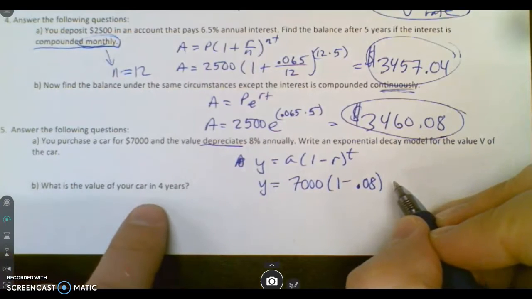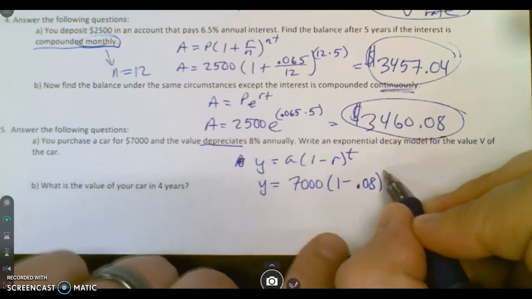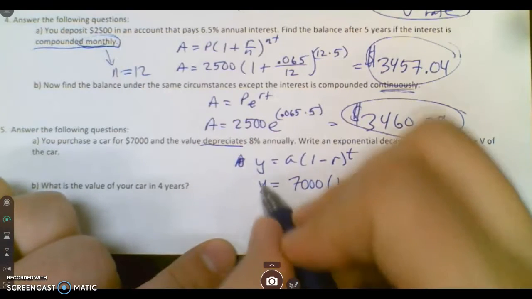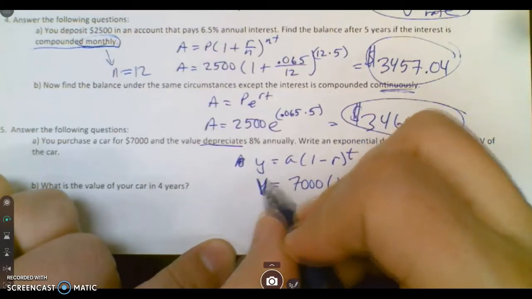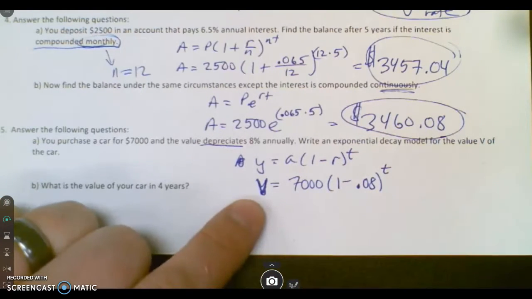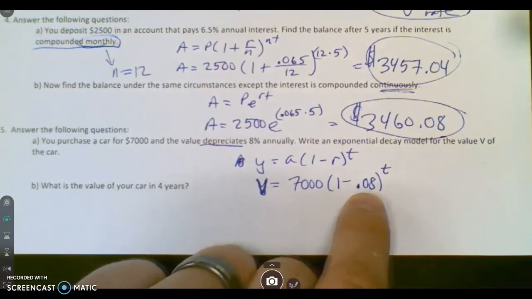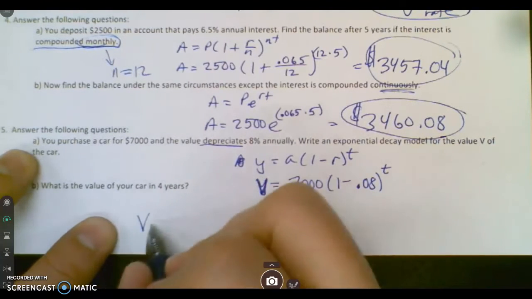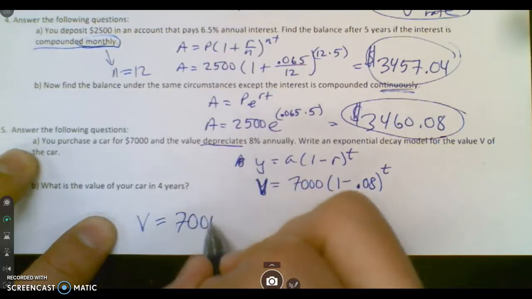And I want to know the exponential decay model is this. Oh, I guess they said V. Let me change that to a V. Hold on. There we go. The value is 7,000 times 1 minus 0.08 to the t. And then what's the value of your car after 4 years? You just put a 4 in there.